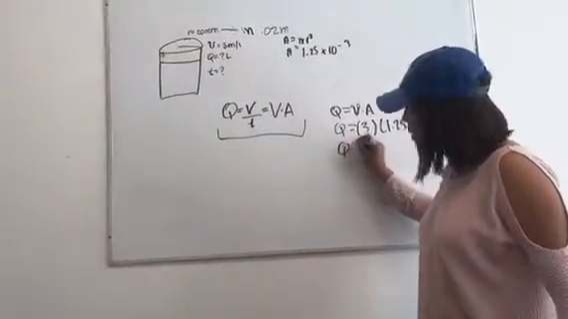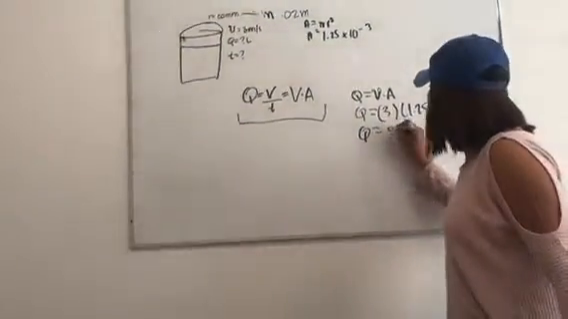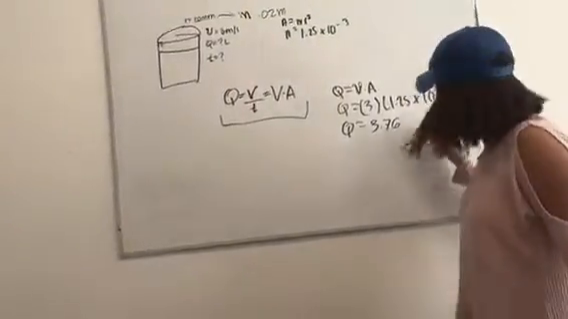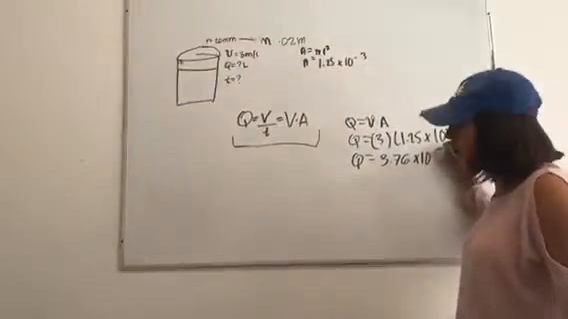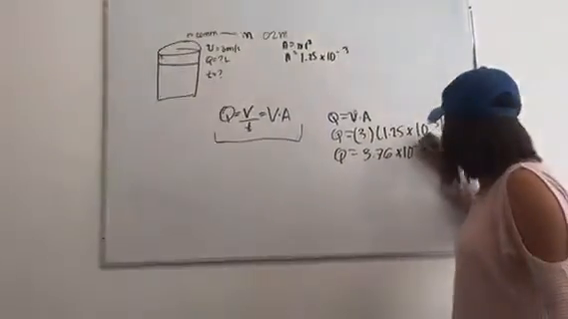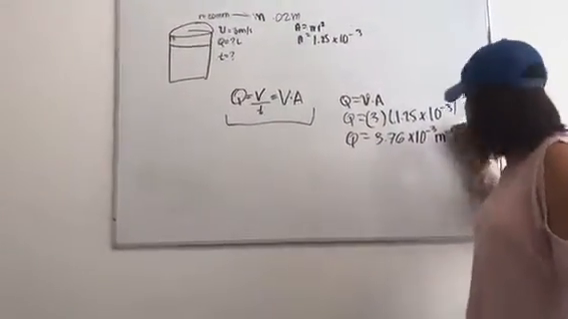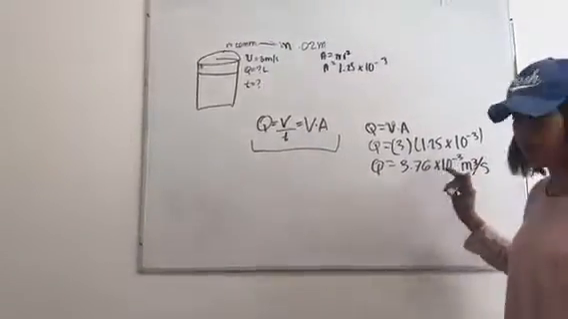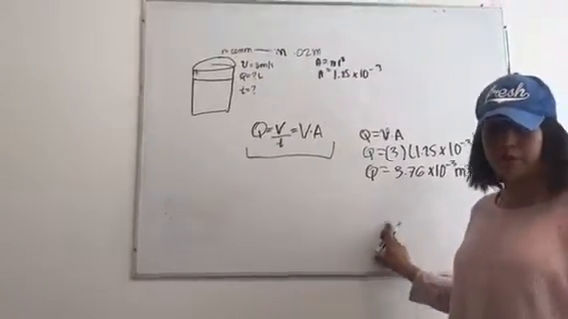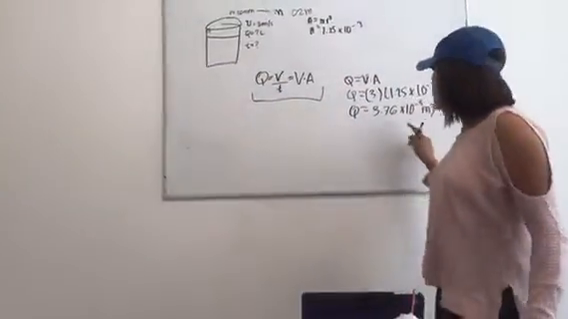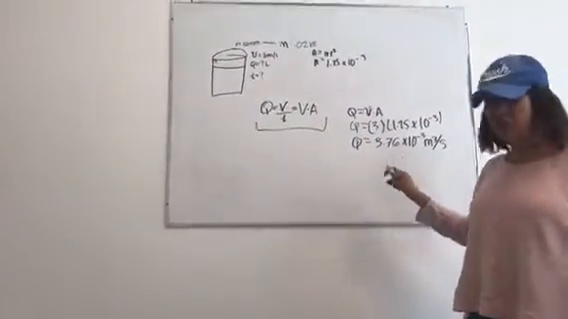So flow rate is going to be 3.76 times 10 to the minus 3 meters cubed per second. That's our flow rate. But they want us to give them liters, so we're going to convert this in a convert chart.